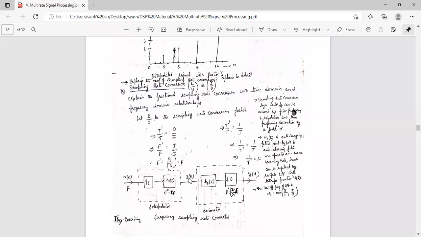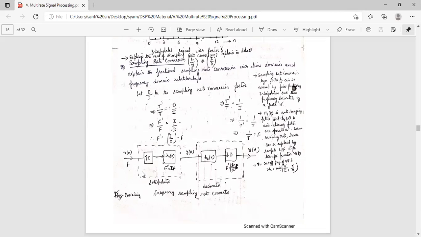So this is y of k, this is h2 of k. This is I by D into F. The interpolator will multiply the frequency by I, and the decimator will divide it by D. This is y of t. So this is a cascaded sampling rate converter, called a cascading frequency rate converter.